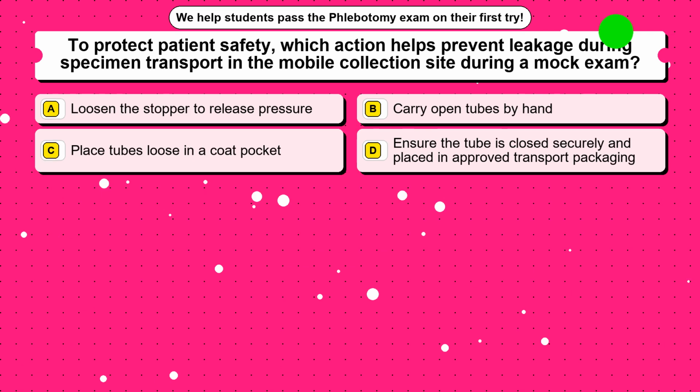Question 90. To protect patient safety, which action helps prevent leakage during specimen transport in the mobile collection site during a mock exam? Option A. Loosen the stopper to release pressure. Option B. Carry open tubes by hand. Option C. Place tubes loose in a coat pocket. Option D. Ensure the tube is closed securely and placed in approved transport packaging.